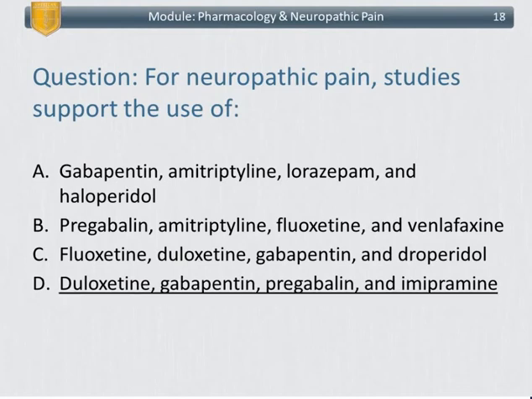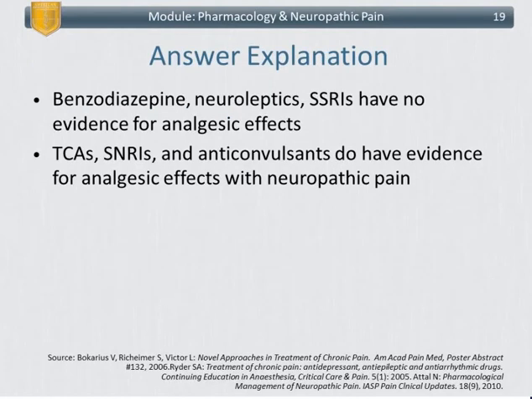Answer is D. So benzodiazepines, neuroleptics, SSRIs as opposed to SNRIs, these have no evidence for an analgesic effect. TCAs, SNRIs, and anticonvulsants do have evidence for analgesia with neuropathic pain.